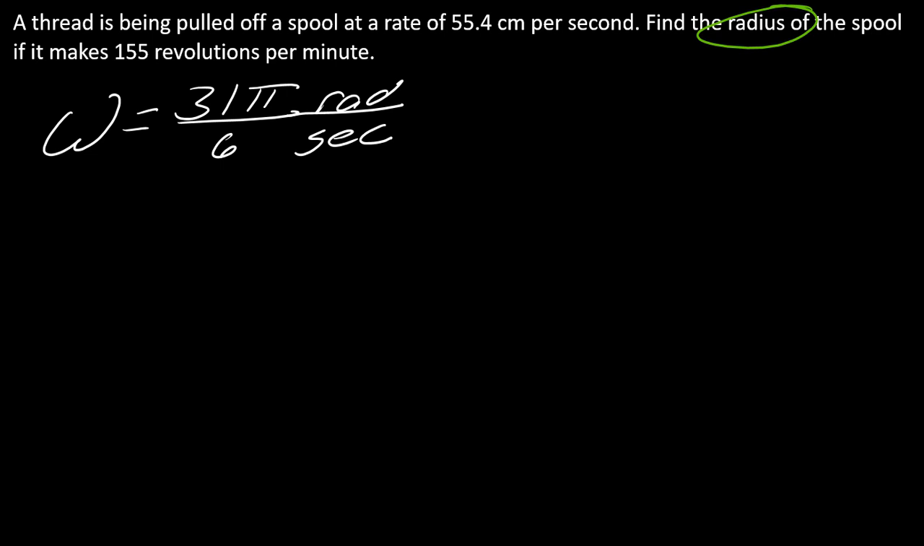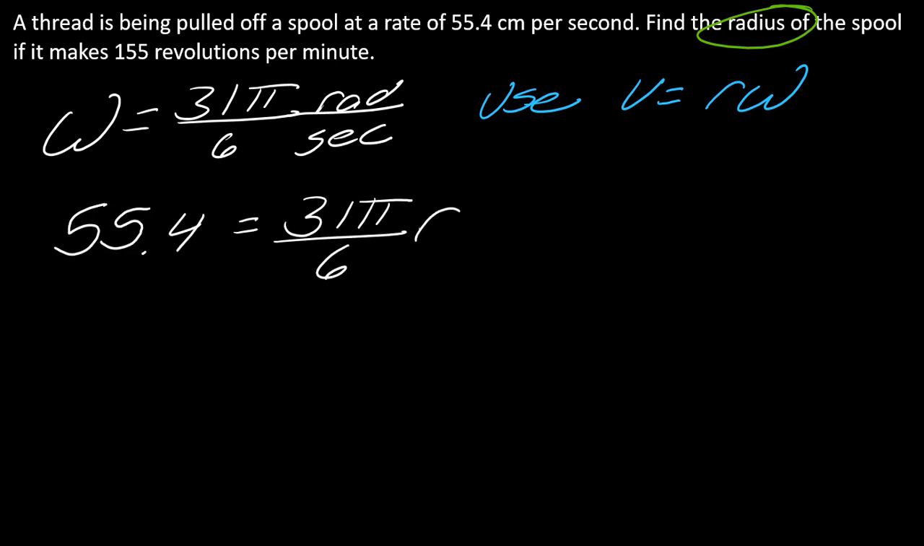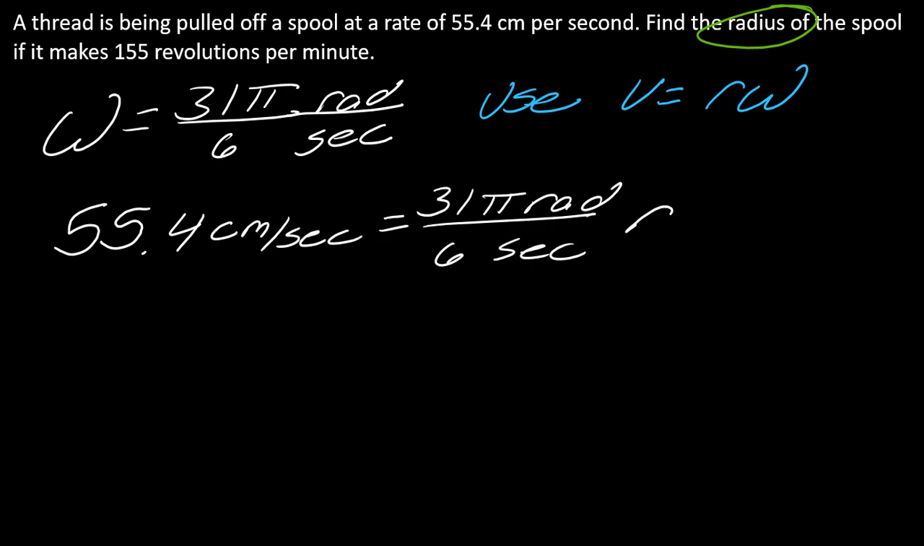This is one of those problems where we're being asked to find the radius, not linear speed, not angular speed, but we have some information about angular speed, and we have this formula, V equals r omega. So this will give us information about the radius. This is kind of what I mean by sometimes you have to be a little clever with which formula you're going to use. So I can plug in my V, which was given. It's the speed that the thread is being pulled off. That is my V, so that's 55.4. We just found omega, and now I can go through what I need to find the radius.